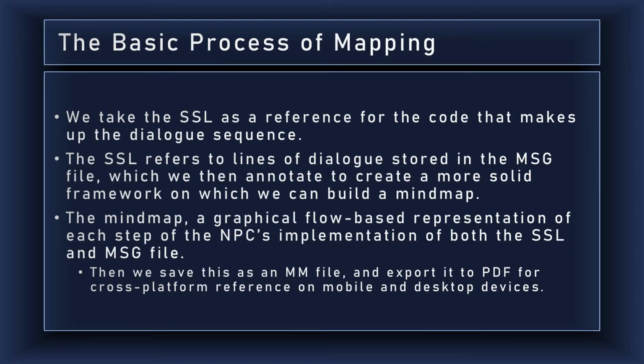So our basic process of mapping is this. We're going to take the SSL and use that as a reference for the code that makes the dialogue sequence function. That means we're going to look at the sequential steps of execution that would cause the dialogue to be displayed in the console, or pop up on screen if we have floats or things like that that pop up near the cursor.